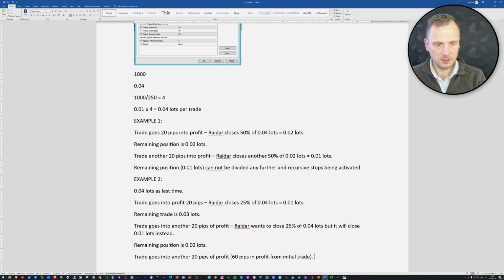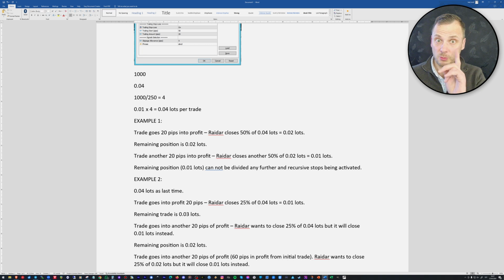Radar wants to close 25% of 0.02 lots, but it will close 0.01 lots instead, because remember, 0.01 lots is the smallest lot size you can have in a position.